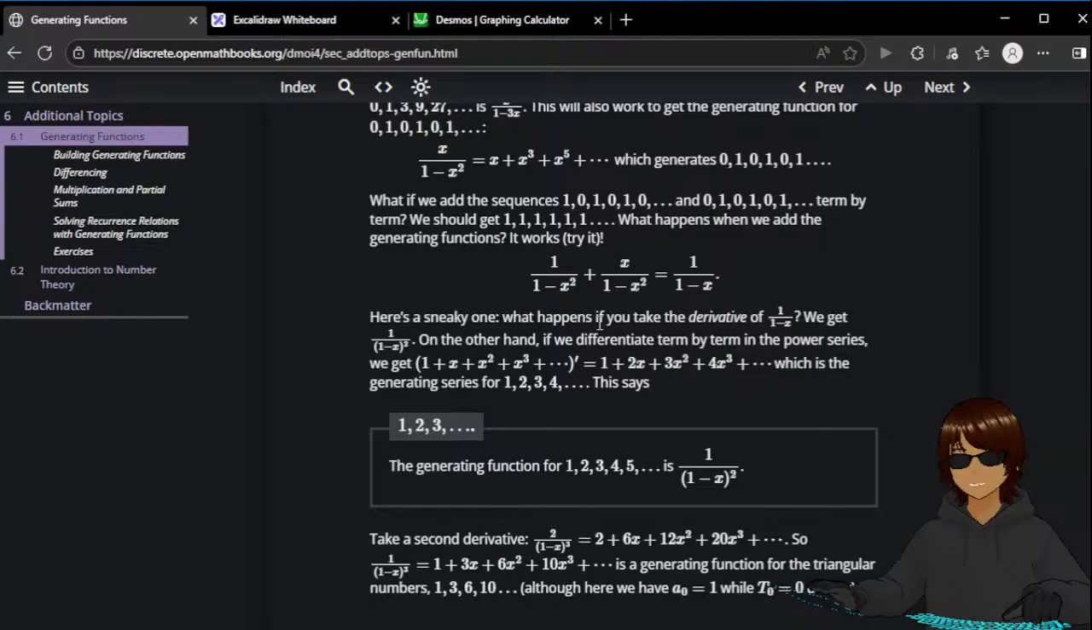Here's a sneaky one. What happens if you take the derivative of 1 over 1 minus x? We get 1 over (1 minus x) squared. On the other hand, if we differentiate term by term in the power series, we get the derivative of 1 plus x plus x squared plus x cubed, which is equal to 1 plus 2x plus 3x squared plus 4x cubed, which is the generating series for 1, 2, 3, 4. This says 1, 2, 3, 4, 5 is 1 over (1 minus x) squared.